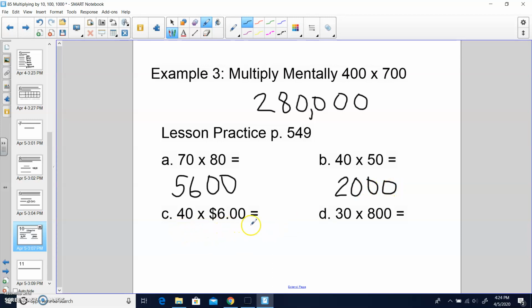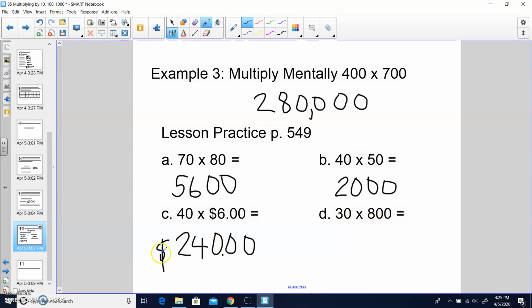C, 40 times $6. Okay, give it a try. Okay, now think to yourself, what's 4 times 6? 4 times 6 is 24. Okay, how many zeros are in the problem? 1, 2, 3. Okay, remember we're working with money, so we need our dollar sign and a decimal point. So 1, 2 from the right, 1, 2 from the right. So 40 times $6 is $240.